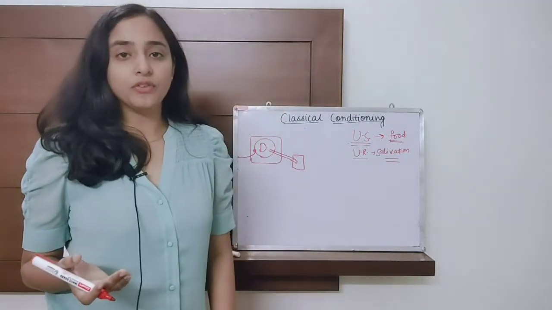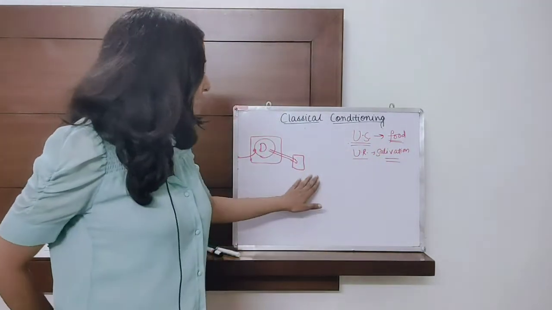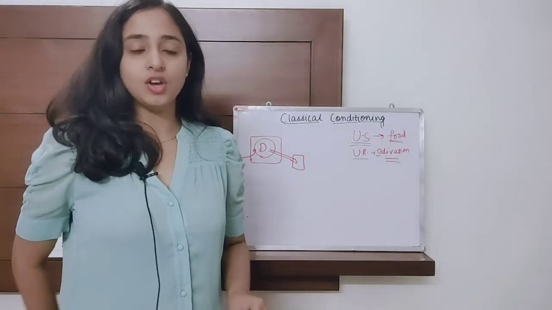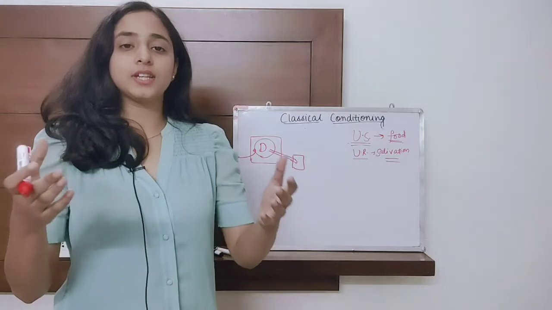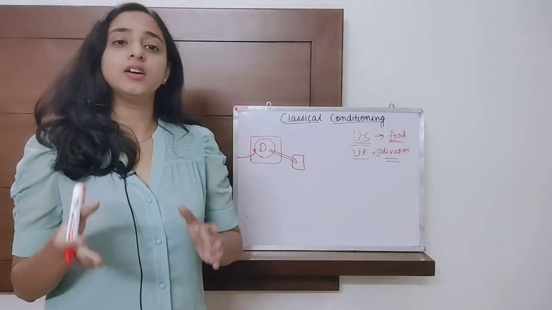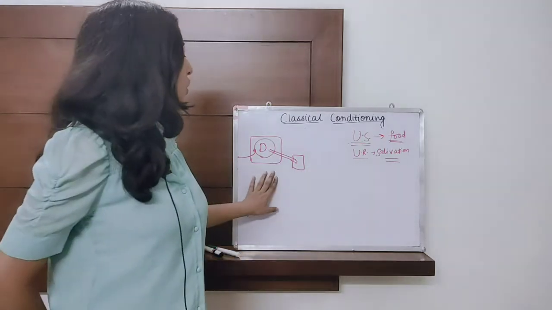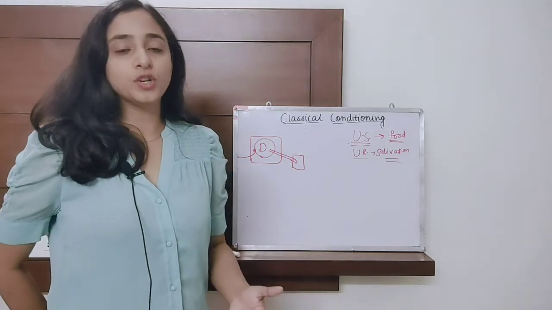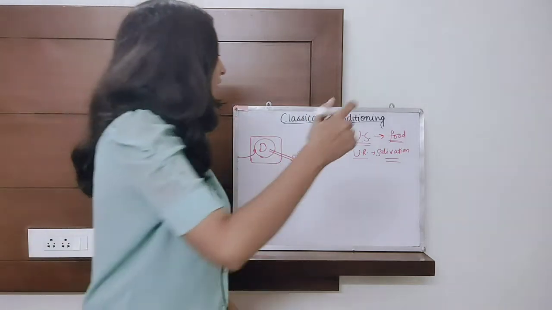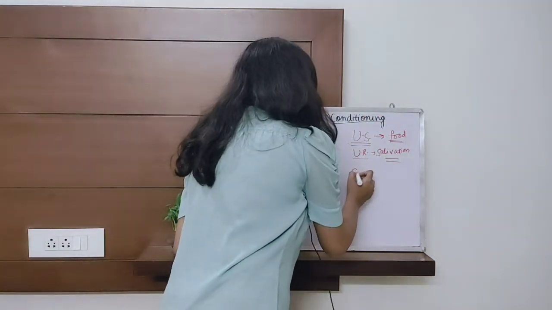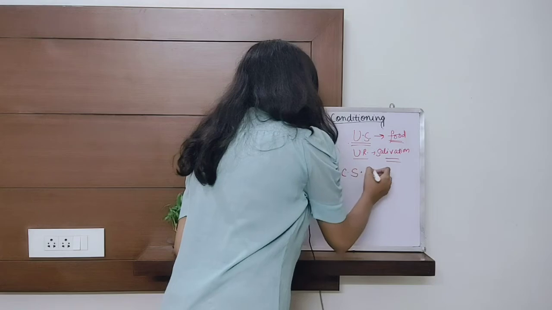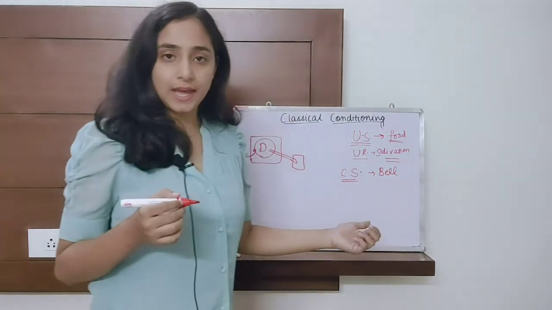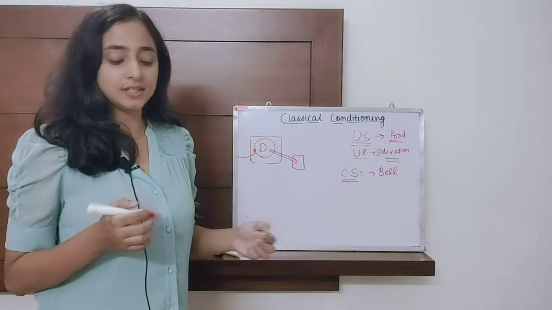Now a slight modification was made. Every time the dog was presented with the food, a bell rang. So always the presentation of food was preceded by a ringing bell. Now the dog learnt that whenever a bell rings, only then the food is going to come. So the ringing of the bell becomes our conditioned stimulus.